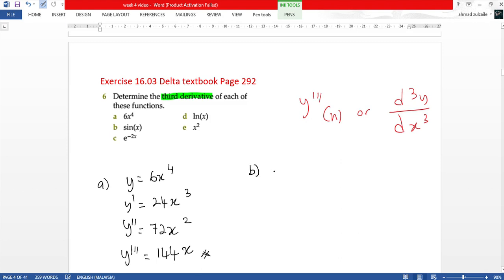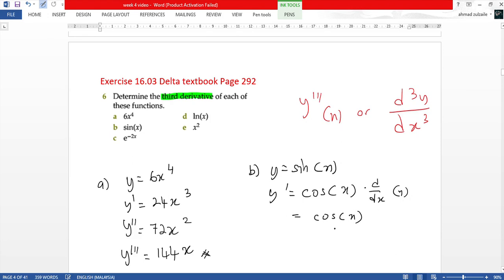Okay, how about B? Y equal to sine x. So y prime, differentiate sine, is cos. Copy the function back, but over here remember, differentiate the x. Differentiate x equal to 1. So first derivative is cos x. Double prime, differentiate cos is negative sine.